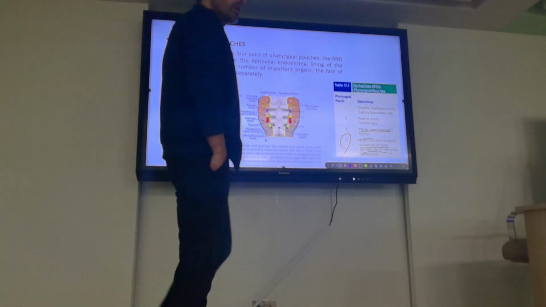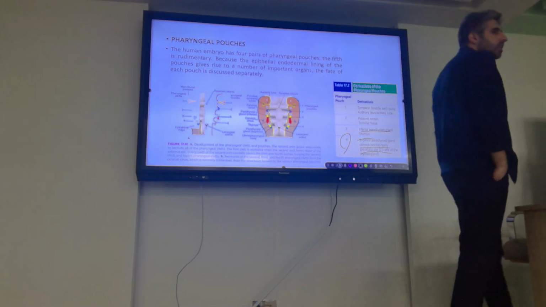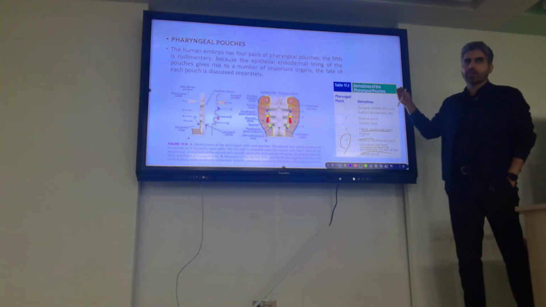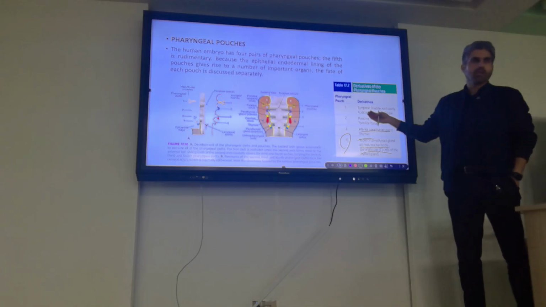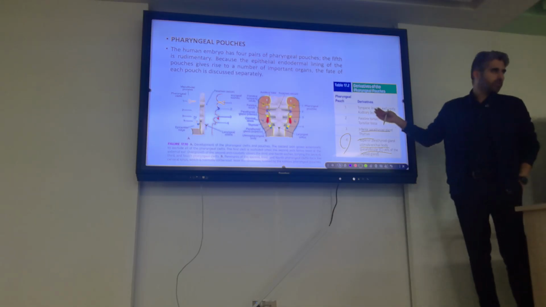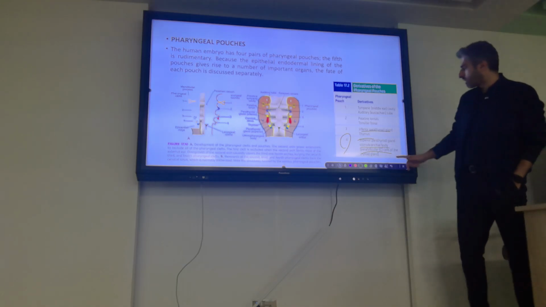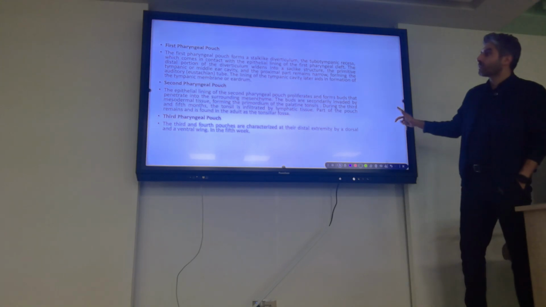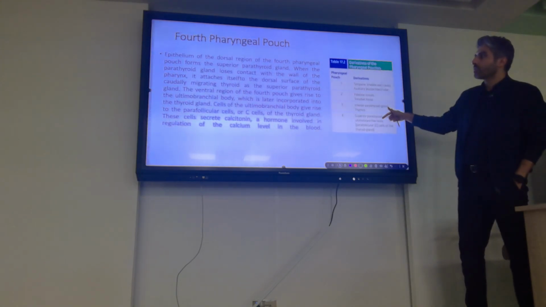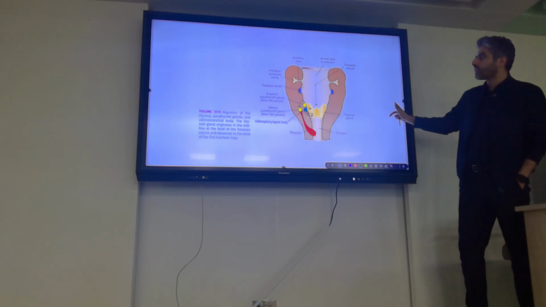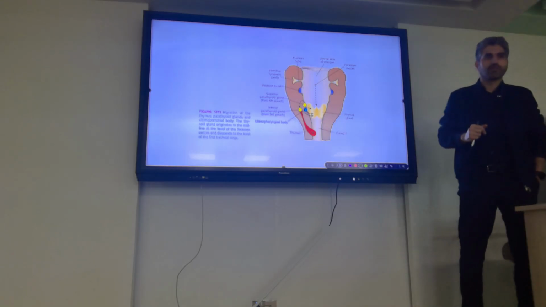So if we know the pouches and this table, we can understand how they make the first pouch, tympanic cavity and eustachian tube, the second pouch, palatine tonsil and tonsillar fossa, the third pouch, inferior parathyroid gland and the thymus, and the last one, superior parathyroid gland and the parafollicular C-type cells. So we pass from the pouch, and after the pouch, we should talk about the cleft.